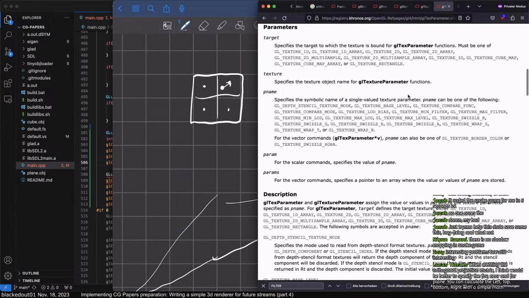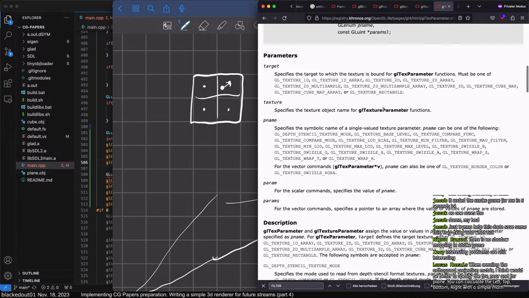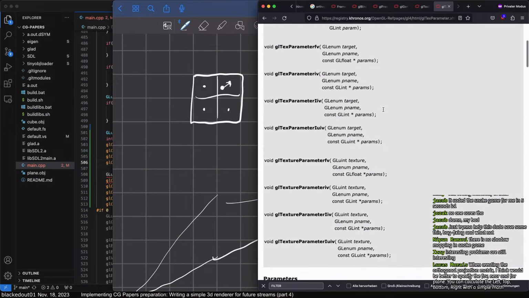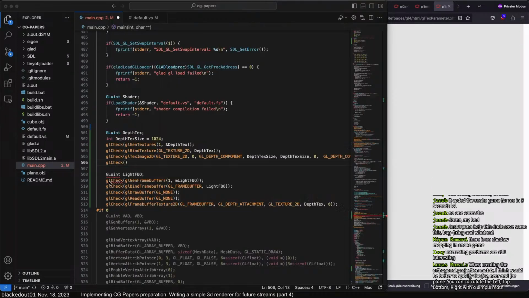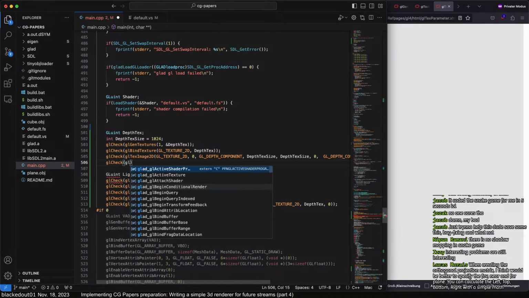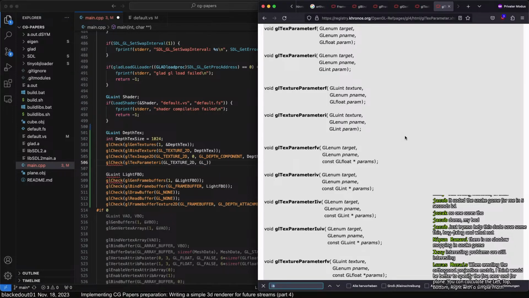And so it says here, at some point I read part of this stuff, and it says that these have default values, but it seems like you still have to specify some of them, which I don't really understand. But otherwise it doesn't work. So we have to specify the text parameter I value of the filtering. So we have to specify the GL min filter.